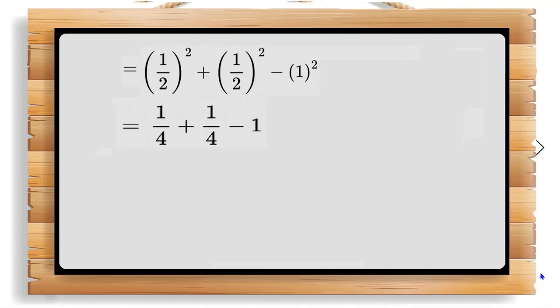Taking LCM now. For this, LCM is 4, and 1 plus 1 minus 4 divided by 4. 1 plus 1 is 2 minus 4. 2 minus 4 is minus 2 by 4. Minus 2 by 4 is equal to minus 1 by 2.